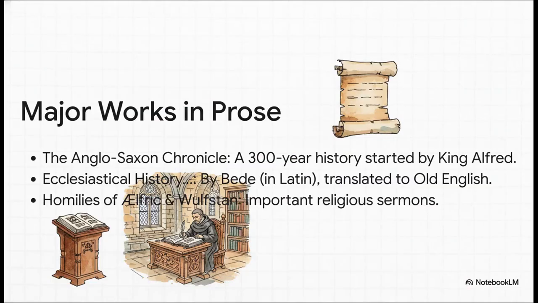And because of Alfred, we have some really major works of prose. The biggest one is the Anglo Saxon Chronicle, which is basically a year-by-year history of England. We also got the English translation of Bede's famous History, and collections of sermons by guys like Aelfric and Wulfstan, which were used for teaching in churches.